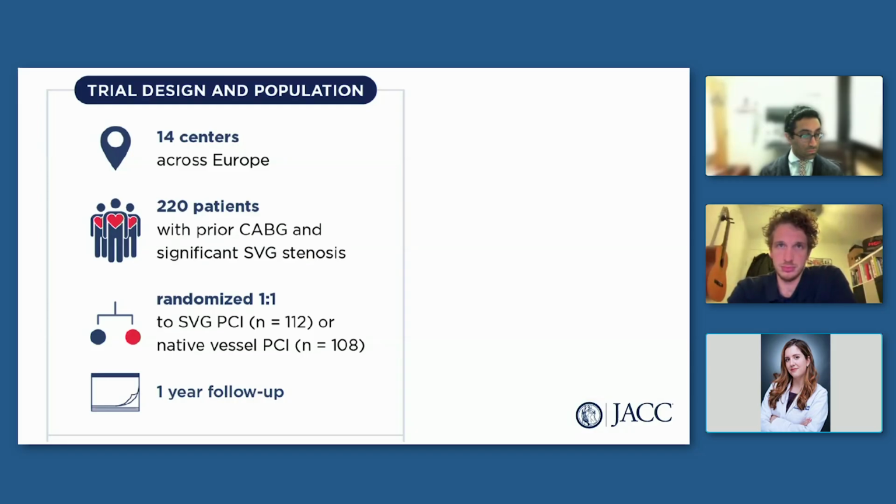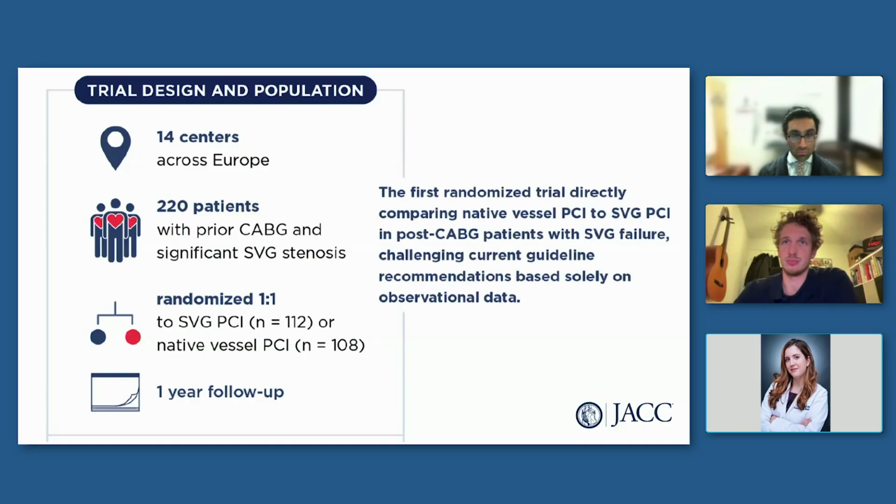And this study published the 1-year follow-up data, although the follow-up is ongoing. Importantly, as mentioned, this is the first randomized trial directly comparing native vessel PCI to saphenous vein graft PCI in post-CABG patients where that vein graft has failed. And this randomized trial really is challenging the current guideline recommendations that were based, as we talked about, at level of evidence B, on just observational data. Good observational data, but observational data. Next.